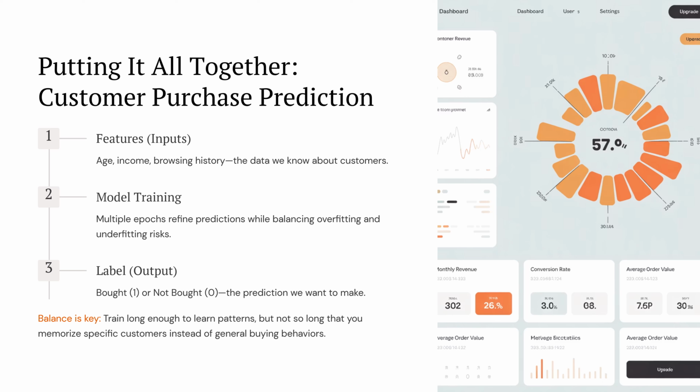Yes or no? And here is the golden rule. Balance is key. Train long enough to capture real patterns, but not so long that the model memorizes specific customers instead of general buying power. This balance is what makes AI predictions powerful and useful in the real world.